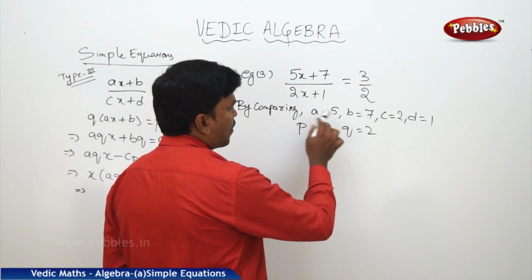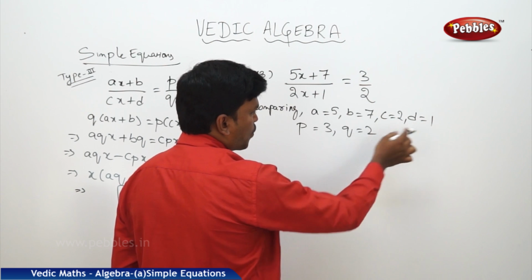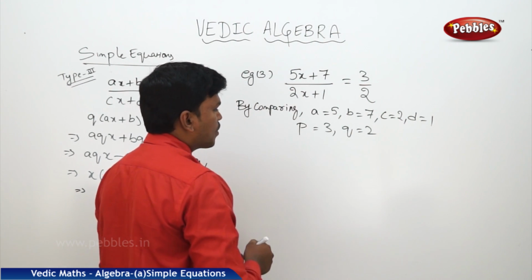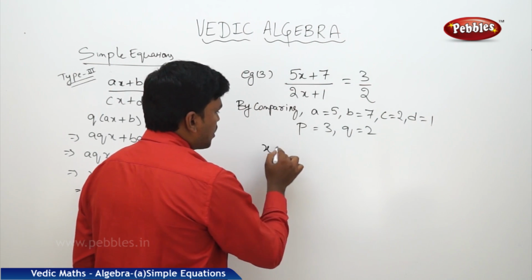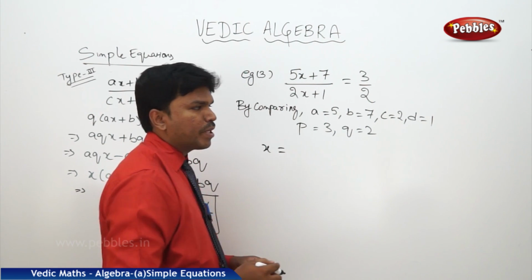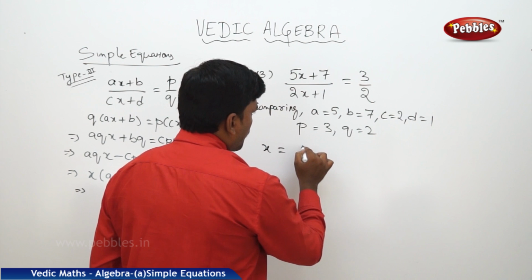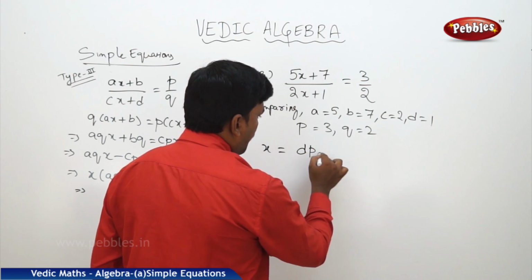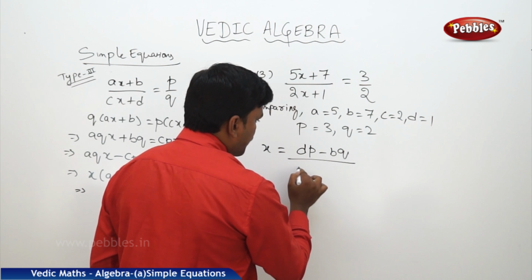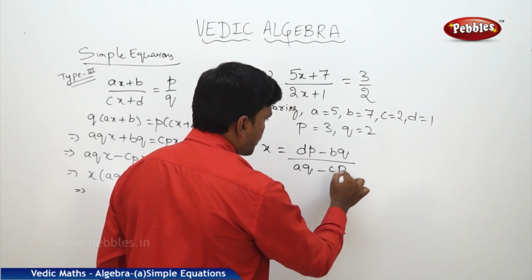We got a equal to 5, b equal to 7, c equal to 2, d equal to 1, p equal to 3, q equal to 2. Now finally, what is the solution? The solution of x we already got. How much? It is dp minus bq by aq minus cp.